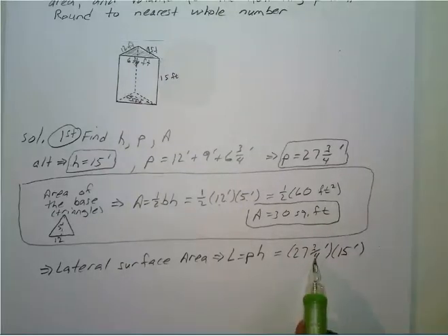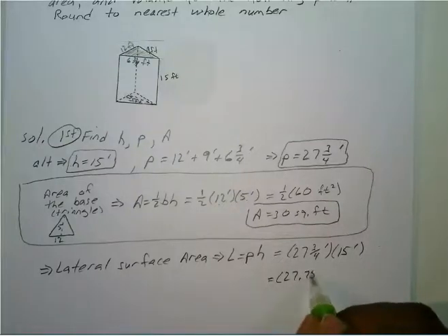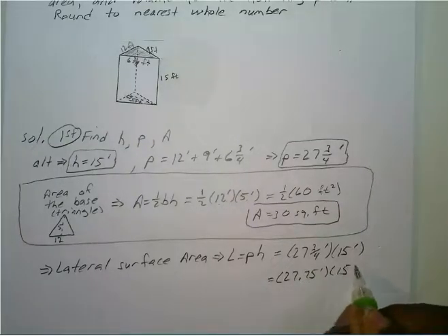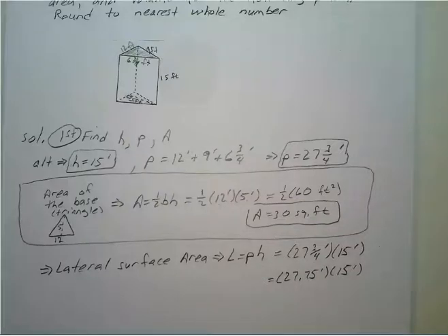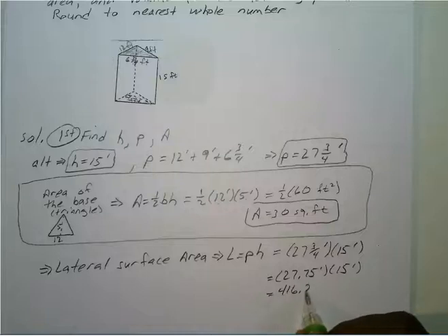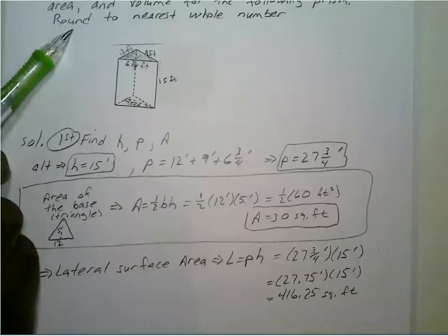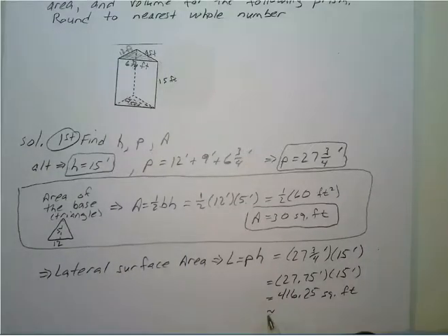Now 3/4, we know that's 0.75, so we can make that 27.75 feet times 15 feet. Plug that into your calculator, you get 416.25 square feet. But we want this rounded. Remember, we want to round it to the nearest whole number. So this will be rounded to 416 square feet for our lateral surface area.